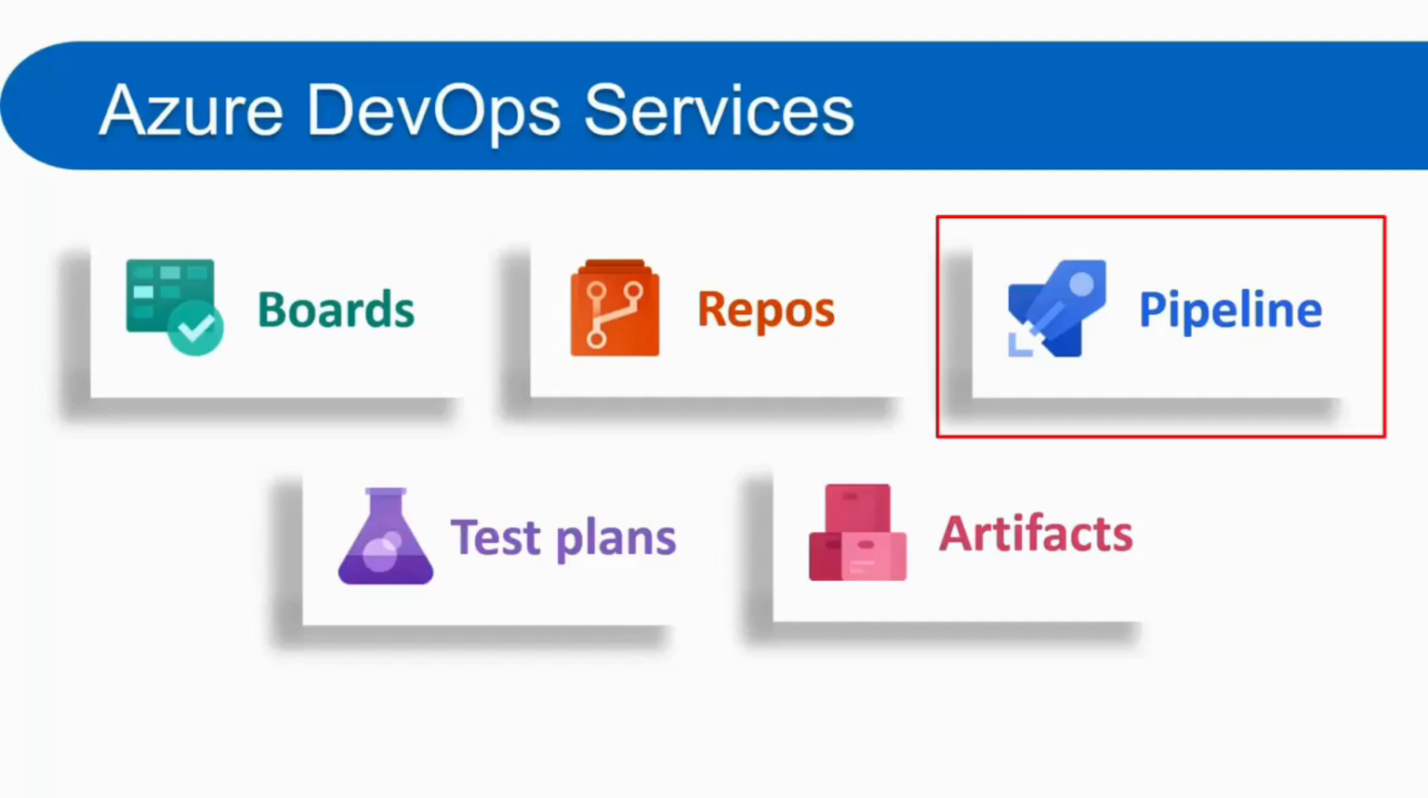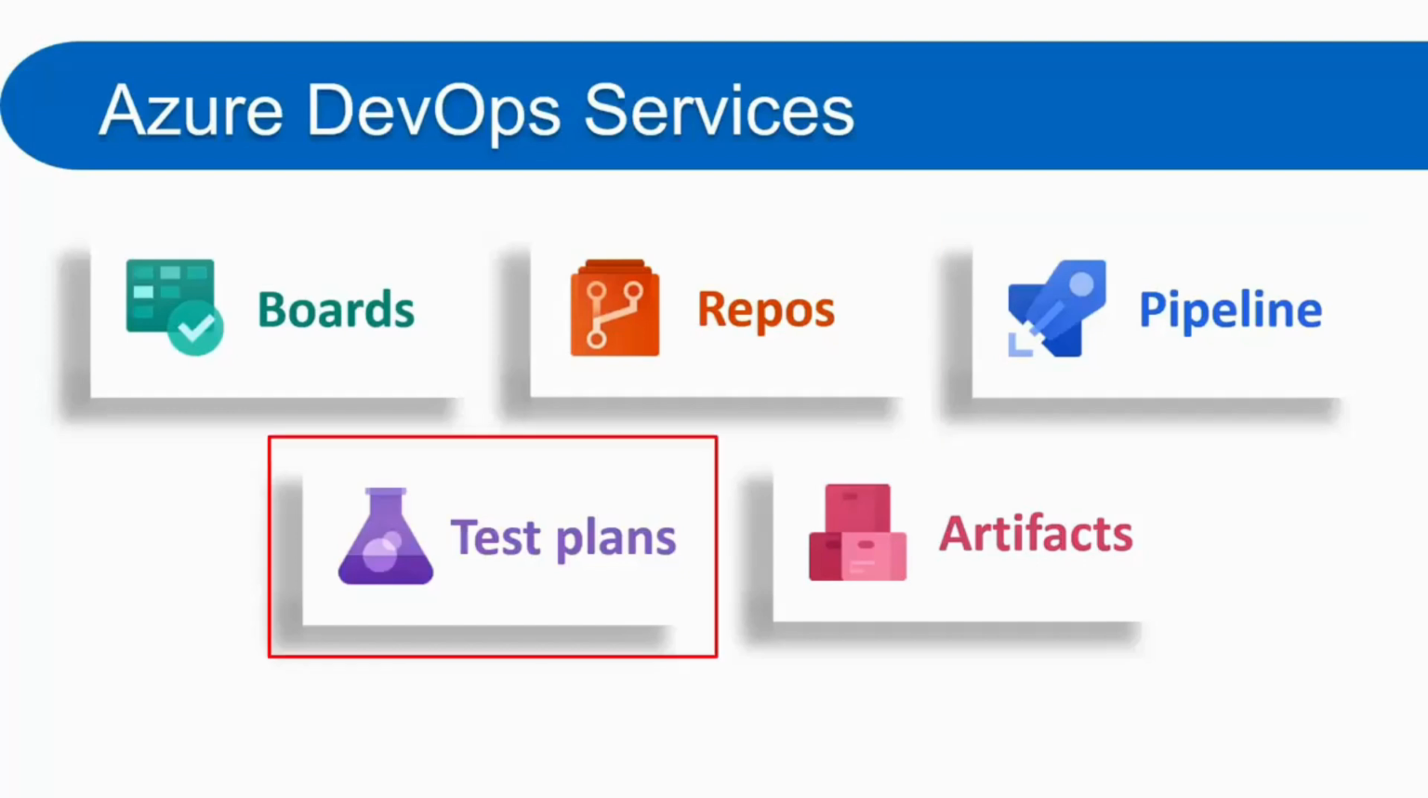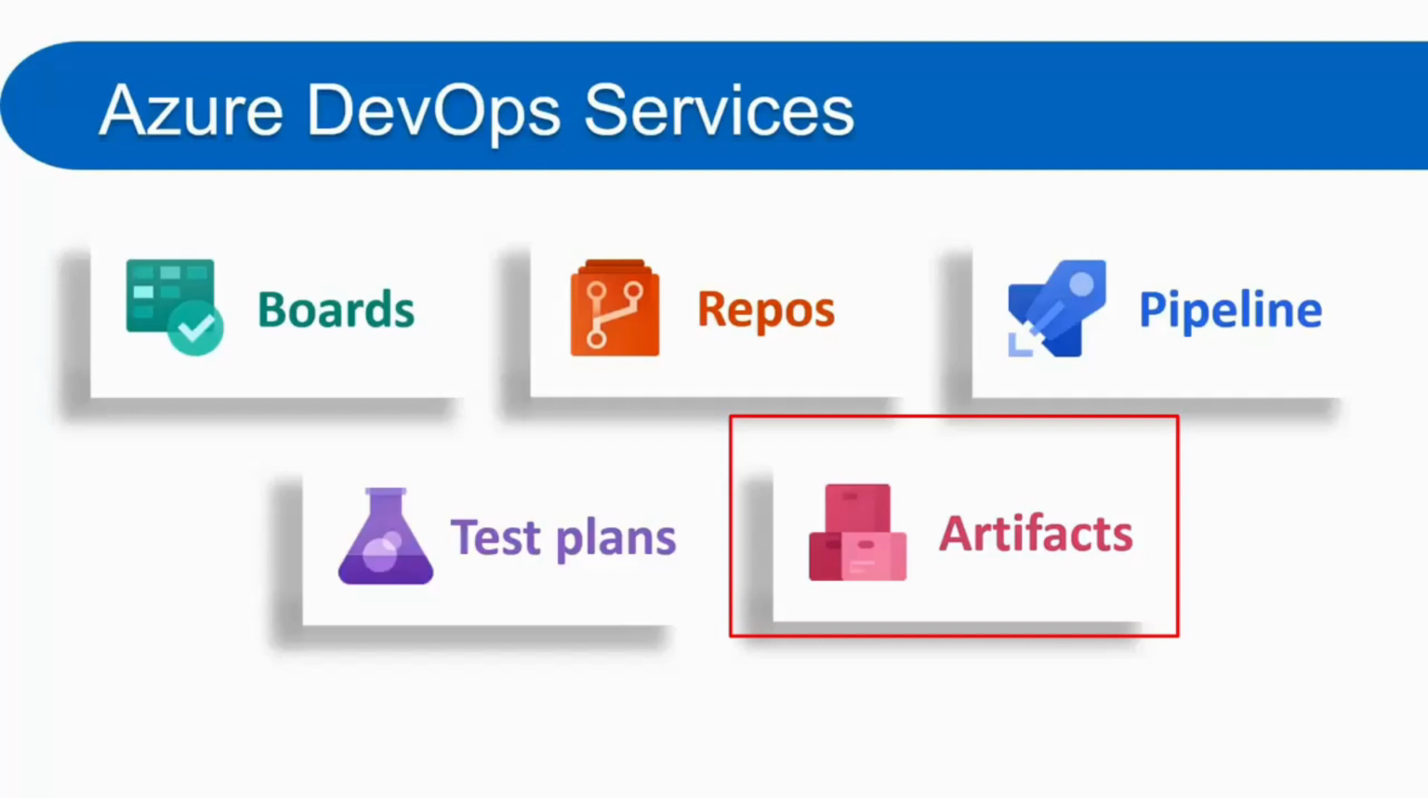Then comes the pipeline. Pipeline is something related to the deployment of your code. So all the tasks, the automation process, the CI/CD, everything will be available. Then we have the test plan. Basically testing is also one of the main features in development, and the automation testing, the manual testing, all these things can be taken care of in the test plan. At last we have the artifacts.